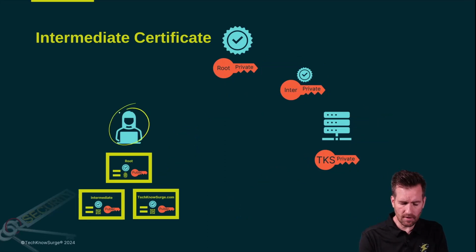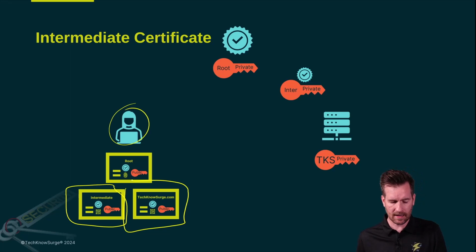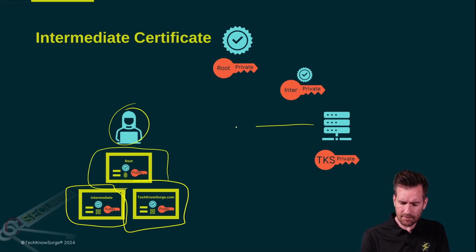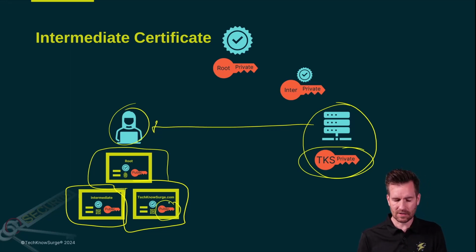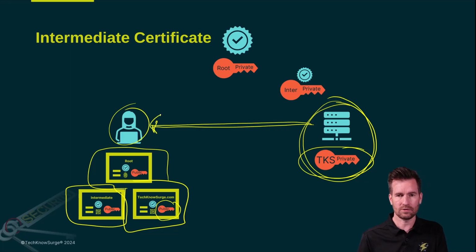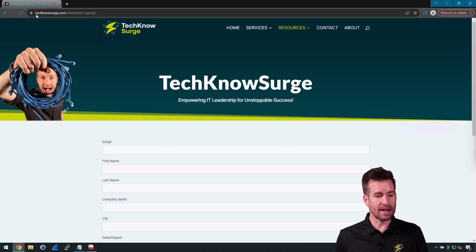Once a user verifies the intermediate and TechKnowSurge.com certificates using the root certificate, then any information coming from these servers that's been encrypted with this private key can be decrypted by the TechKnowSurge.com public key found in the certificate, therefore validating that it's coming from the correct source and has not been changed en route. So here I have a browser open and it's connected to the TechKnowSurge website.